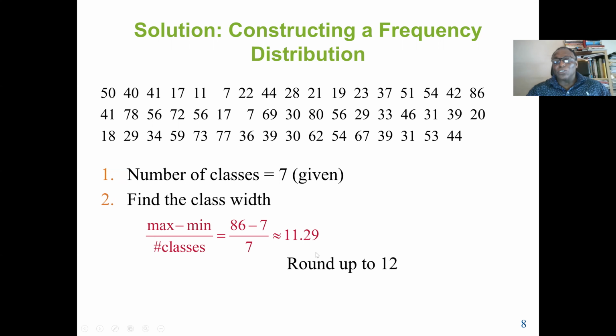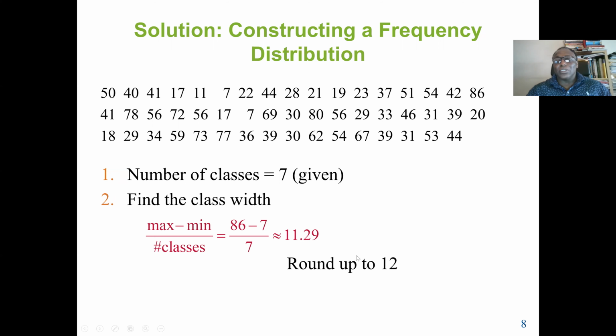So I have to round this up to 12, as we said earlier. Now that I have the class width, the next thing I want to get is the lower limit value for the first class. Most of the time, as we said, we can use the lowest value. I can see the lowest value here is 7.